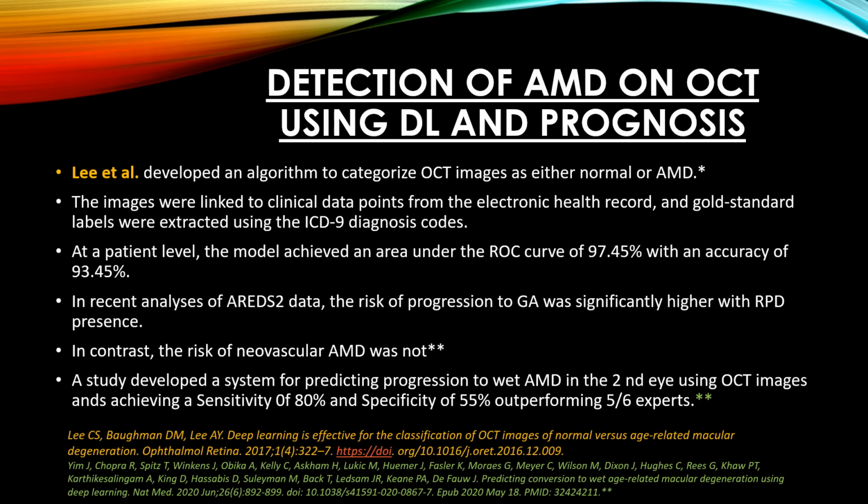So how can we detect AMD on OCT using deep learning, and how can we prognosticate? Lee et al. developed an algorithm to categorize OCT images as either normal or age-related macular degeneration.